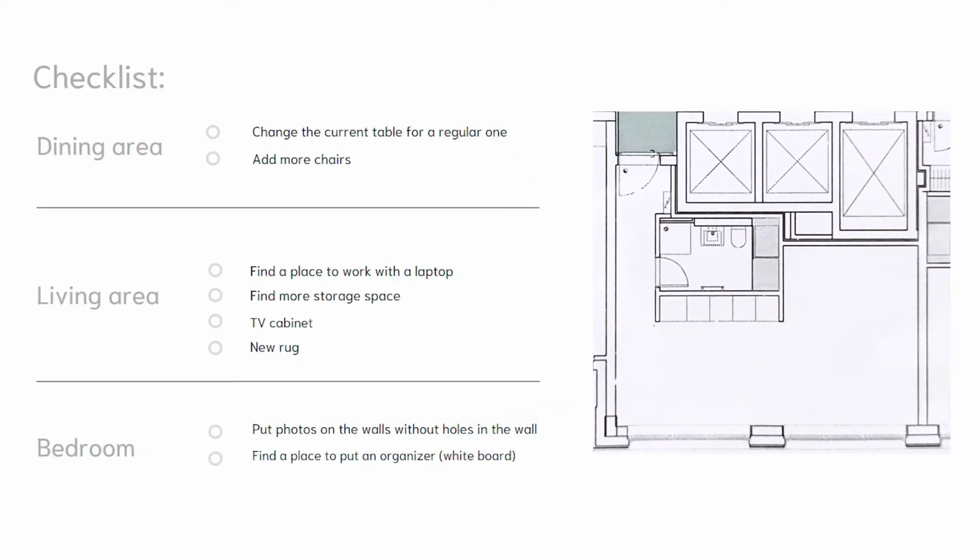So the customer's needs checklist looks like this. In the dining area, change the large table for a normal one, adding also more chairs for guests who would like to come over. In the living area, find a space to work with the laptop, find more storage space, a nice TV cabinet and a new rack. And in the bedroom, find a way to put photos on the wall without actually damaging the wall. And as I mentioned previously, find a space to put a whiteboard with a calendar.